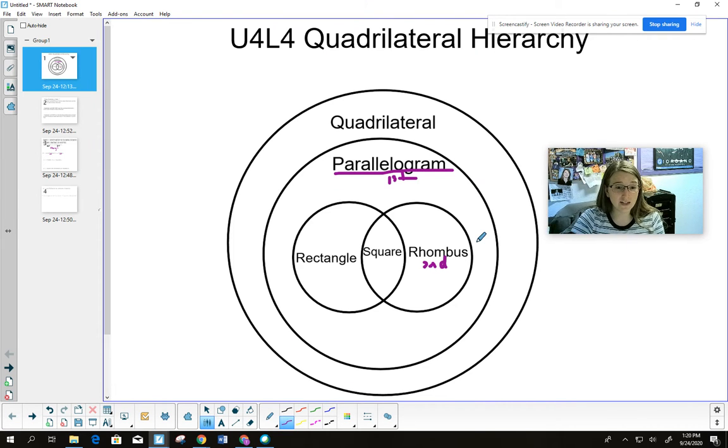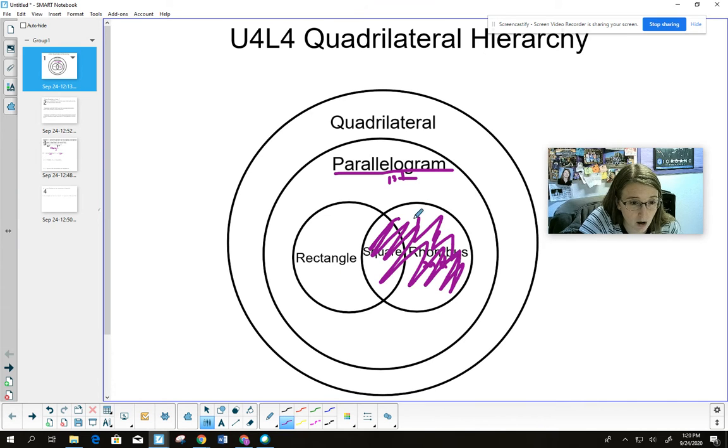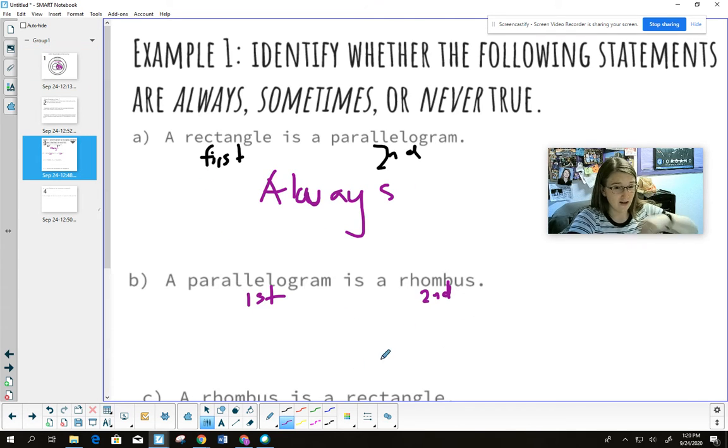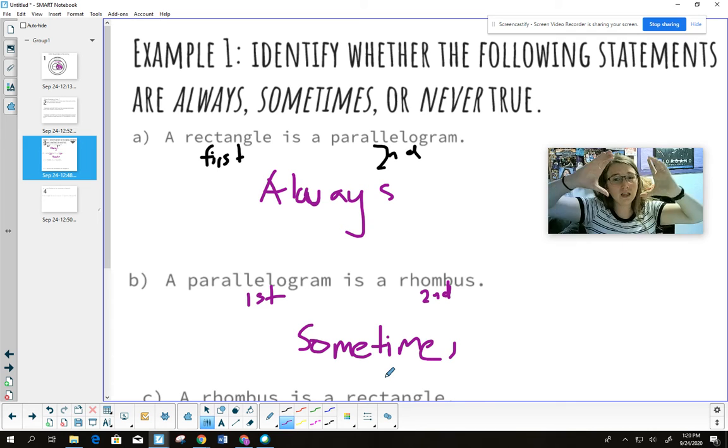No. A part of it is, this part of my first shape is rhombus, but there's all this space out here that is not rhombus. So, this is sometimes true. All of parallelogram is not inside rhombus, just a little circle there, but there's all this space outside that is not rhombus. So this is sometimes.